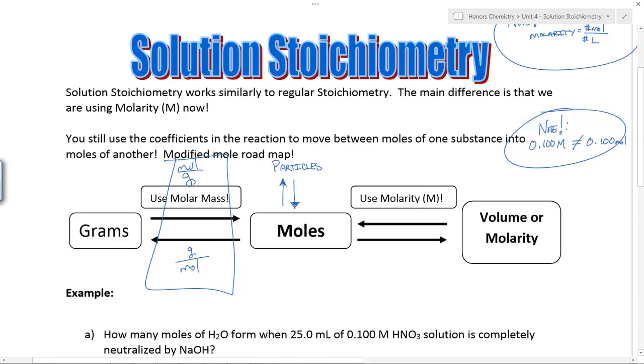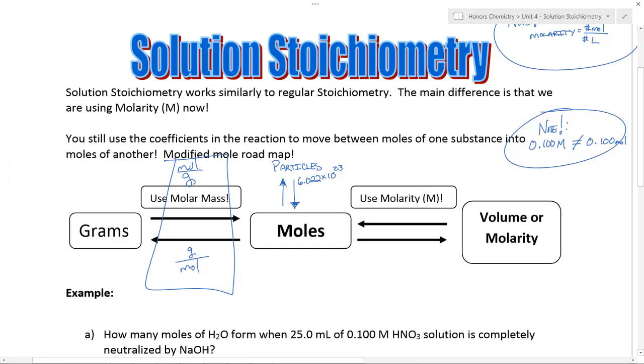Another key piece is if you want to go from particles, say molecules or ions or whatever, into moles, then you're going to use Avogadro's number, which if you recall is 6.022 times 10 to the 23rd, and that can be anything from atoms to ions to fluffy bunny slippers if you really wanted to.